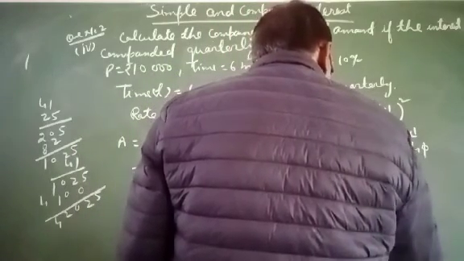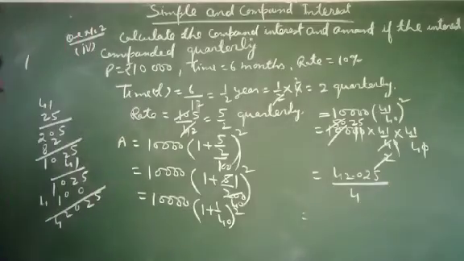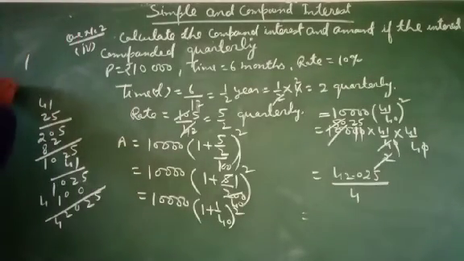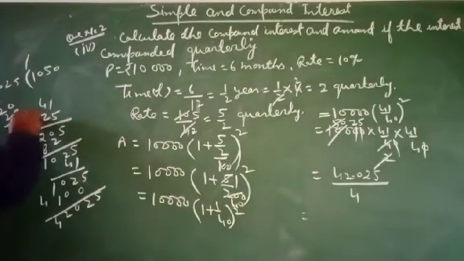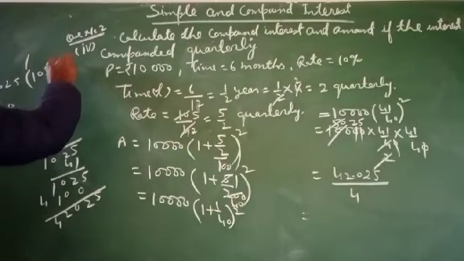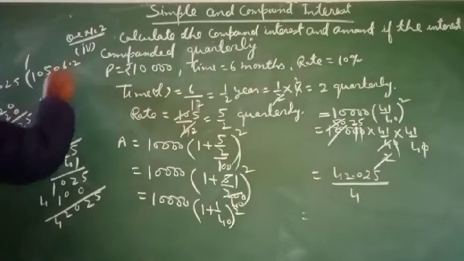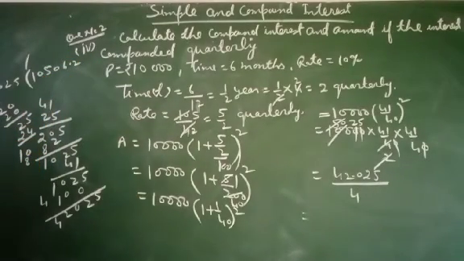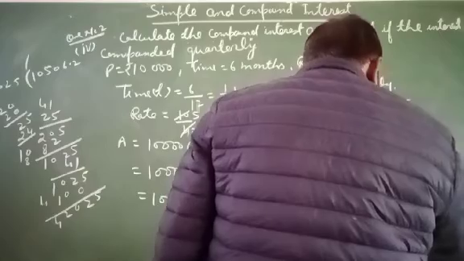It will equal to 2025 divided by 4. Now 2025 divided by 4. 4 ones are 4, 2, 0, 4 fives are 20, 2, 0, 4 fives, 4 sixes are 24, 1, 0, 1, 4 twos are 8. 10,506.25 equals 10,506.25 will be the amount.